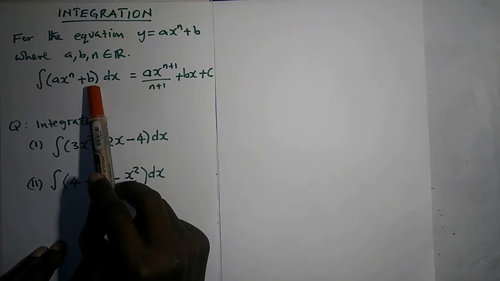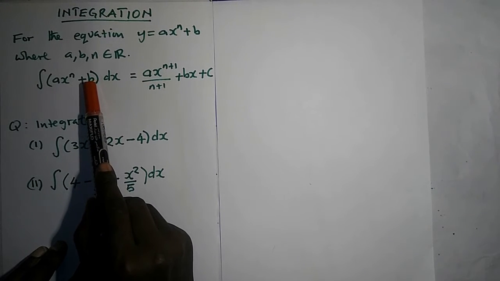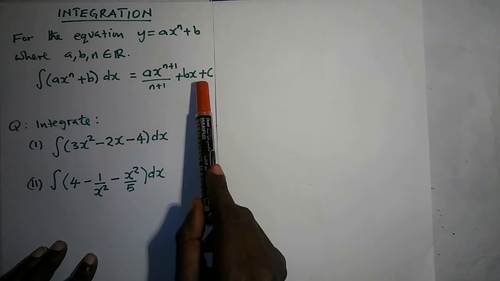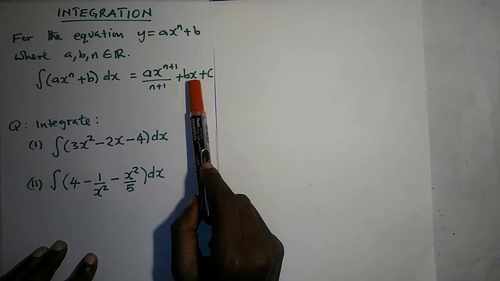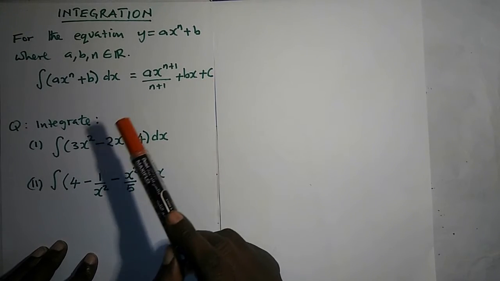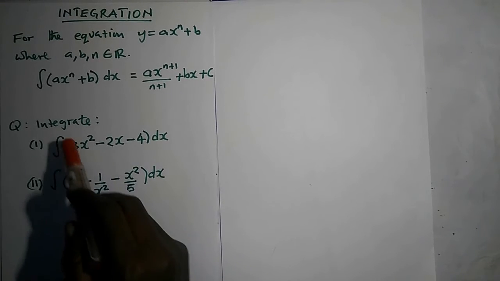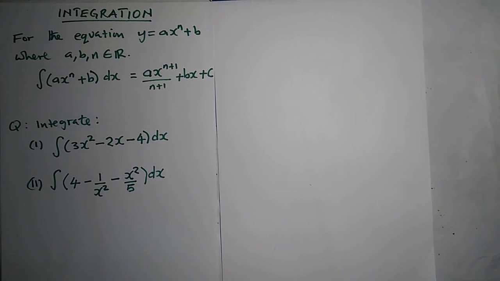And when you have a constant and you are integrating it, like b here, what you do is that you introduce an x here. You introduce an x plus c at the end. This c that you are seeing is known as the constant of integration. So here is an example to help us understand what we have here.